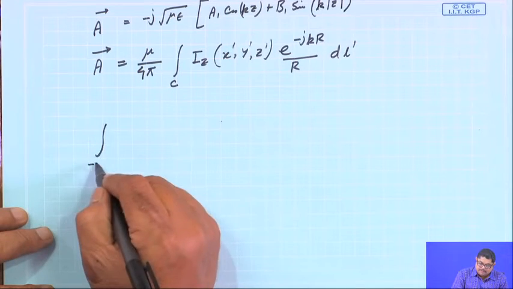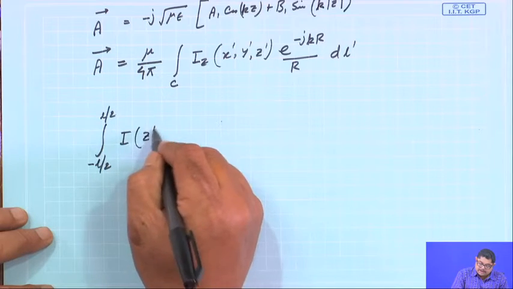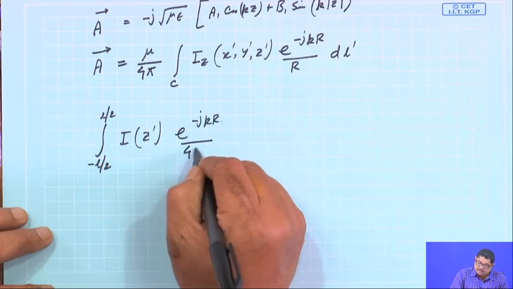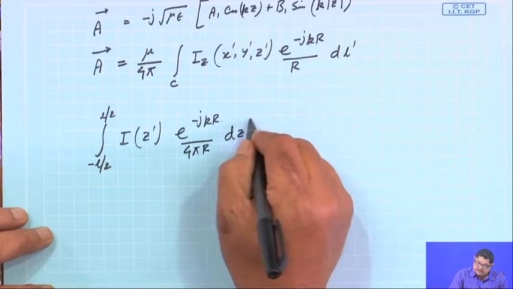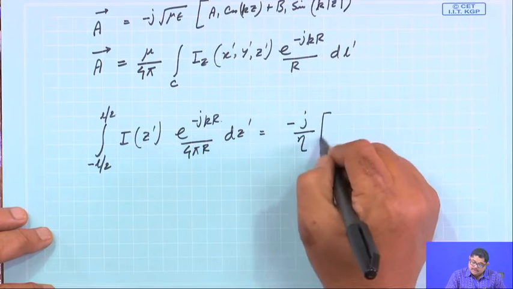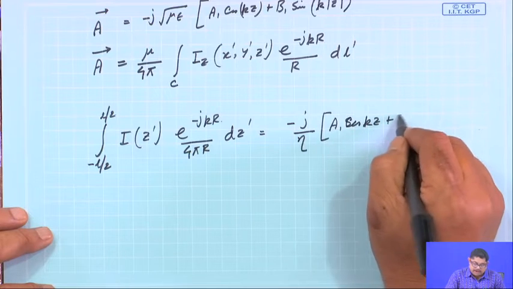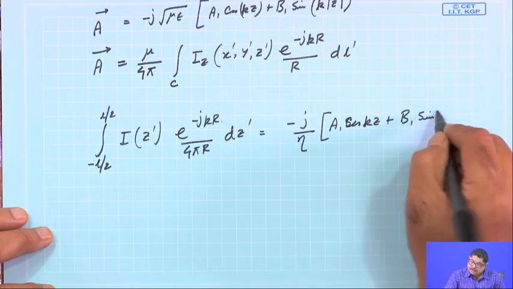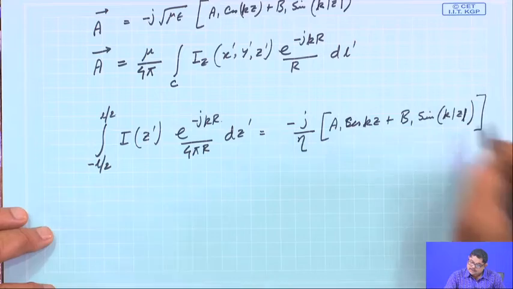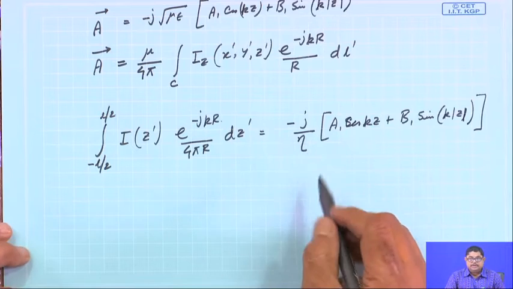So I can put the integral from minus L by 2 to plus L by 2 of I_z dashed e to the power minus j k r by 4 pi r, dz dashed, is equal to minus j by eta times A1 cos kz plus B1 sin kz. Okay, this mu and epsilon gives you the impedance.